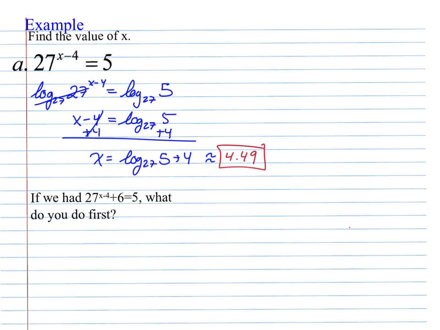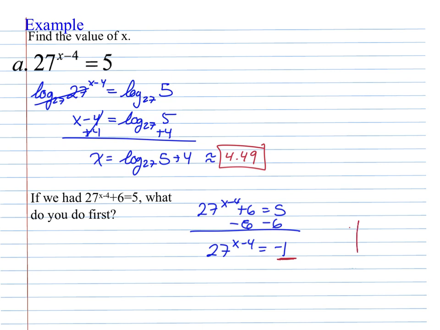So for this example, the first thing we would need to do is, let me rewrite it first. So we have 27^(x-4) plus 6 is equal to 5. We're going to subtract 6 from both sides. And we have 27^(x-4) is equal to negative 1. Since our exponential function is equal to a negative number, that means there's no solution. And the reason is there's no real value of x that will make the equation a true statement, because any power of a positive number is positive.